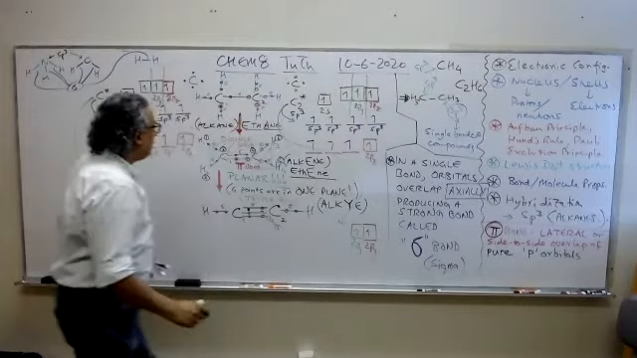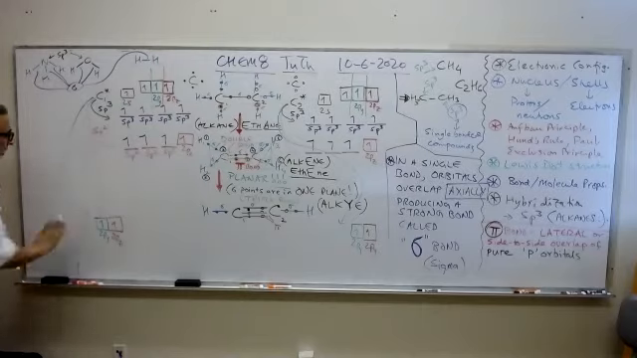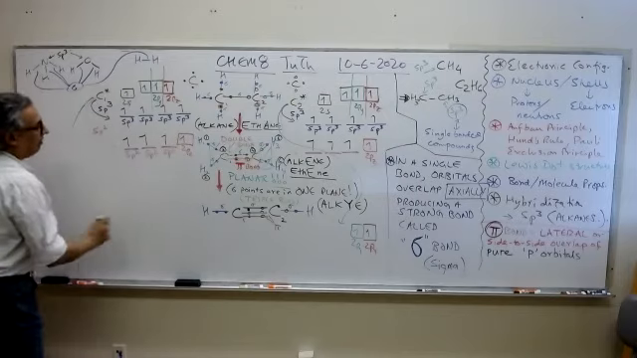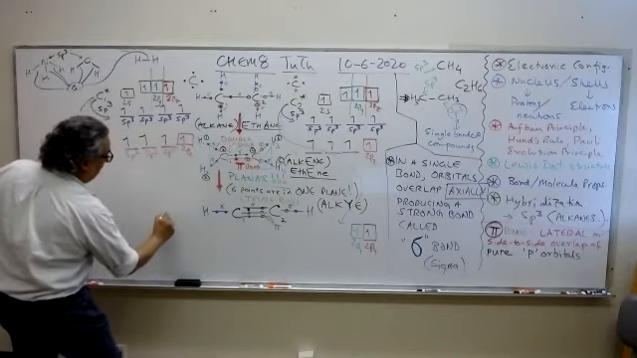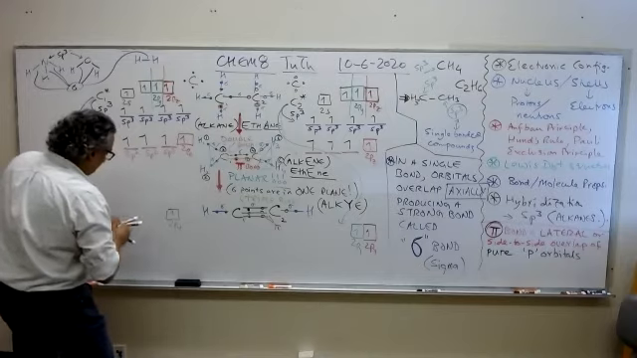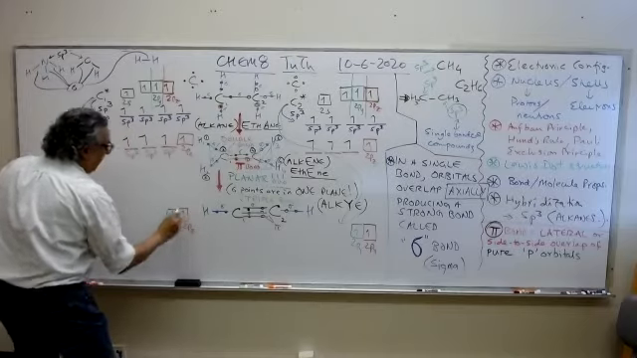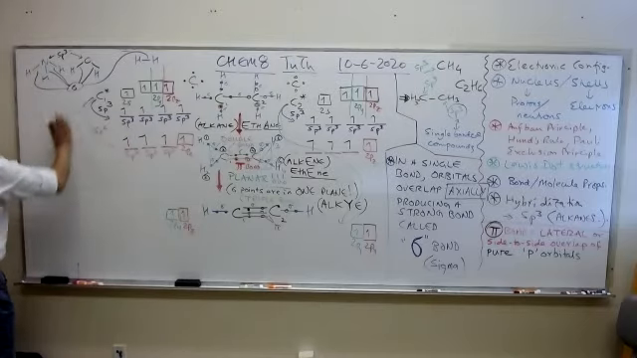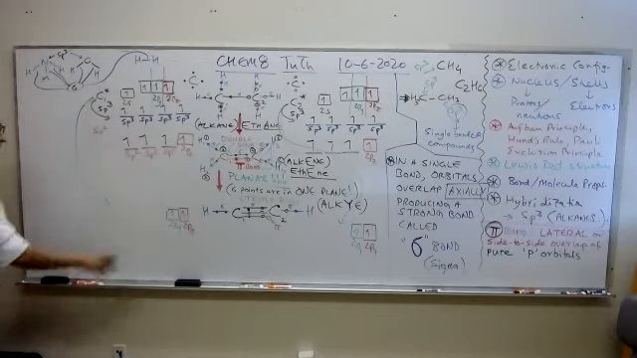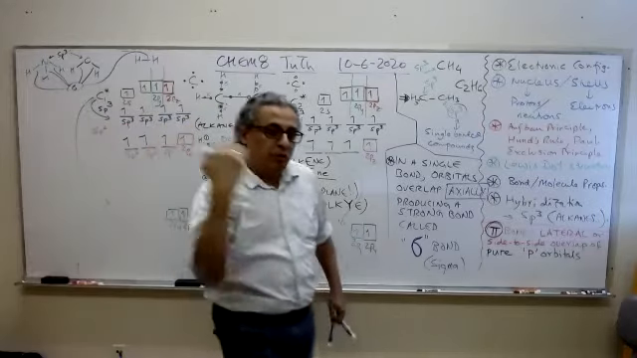So what kind of hybridization will happen here? Why am I drawing it here? What's wrong with me? 2py, 2pz. Okay, so what kind of hybridization will be taking place in this case and in that case? How many s and p will be thrown into the blender?